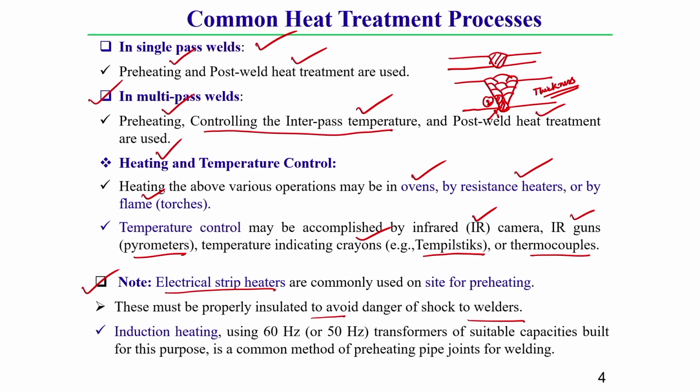And for preheating of pipe, circular pipe, we generally use induction types of heating. How is this induction heating done? There generally we use 60 hertz or 50 hertz types of transformer. By using this transformer, induction heating is generally done for pipe types of welded joint.